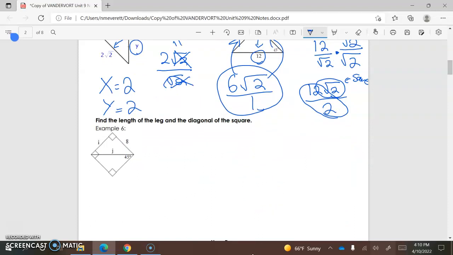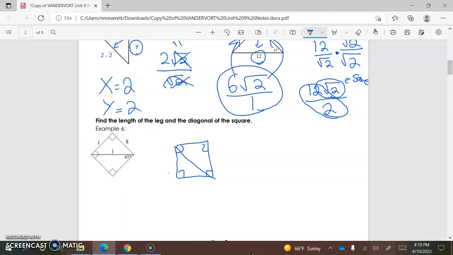Now we got this one. Now again, this looks a little different because it's a square. But remember, if you're dealing with a square, we also see these right angles all around it, and the 45 degrees right here. If we see the square cut in half like this, we basically have a 45, 45, 90 here, and a 45, 45, 90 here.